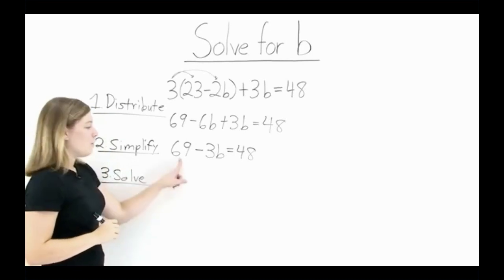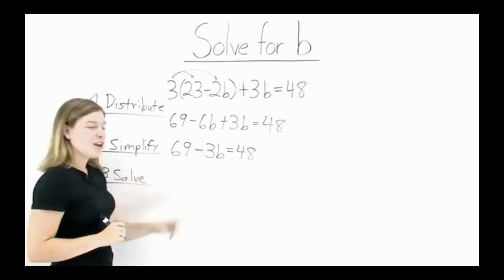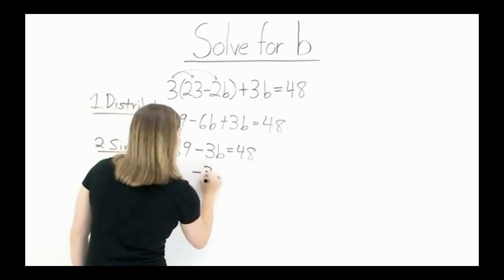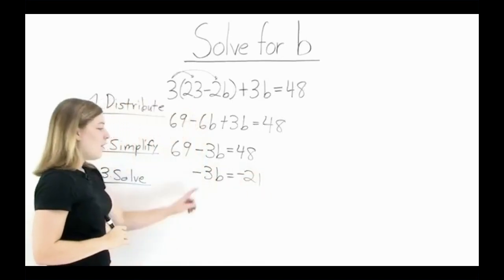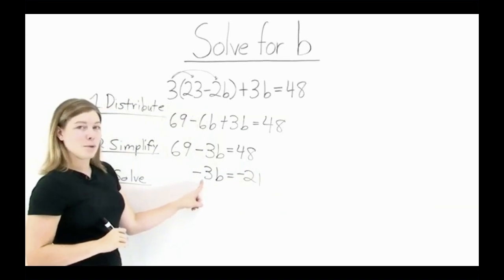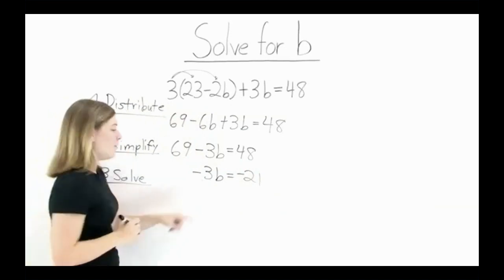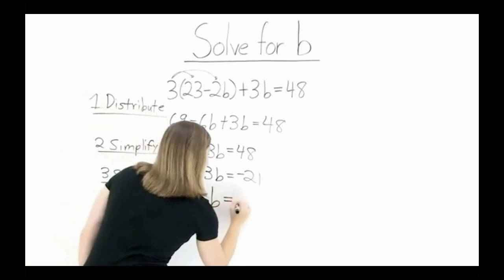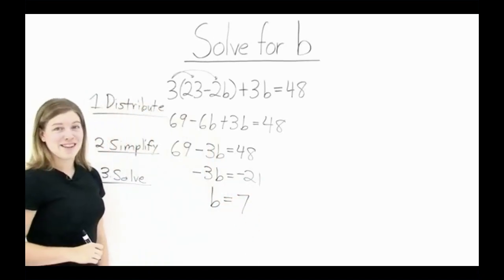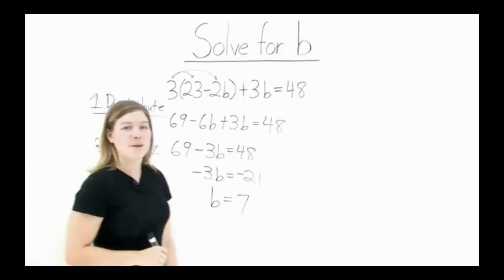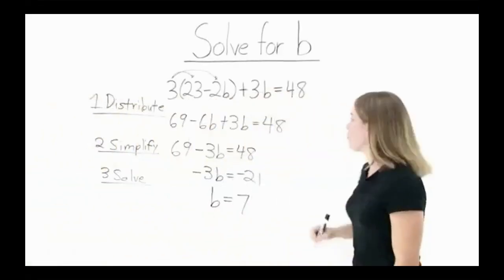So take this 69 and subtract it on both sides of our equation. This will give us negative 3b equals negative 21. Then take this negative 3 that's being multiplied by b and divide it. We'll get b equals 7. So we have an answer of b equals 7. Now our last step is going to be checking our answer to make sure it's correct.